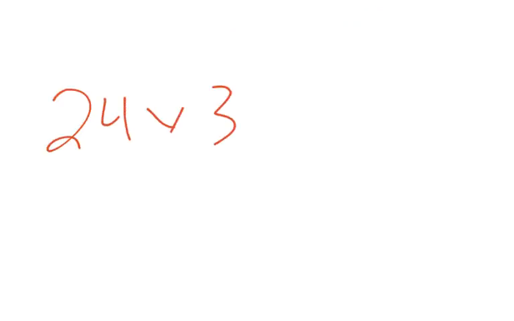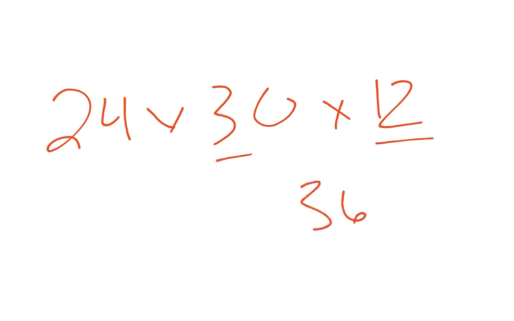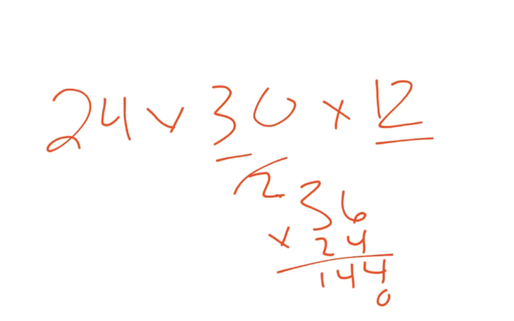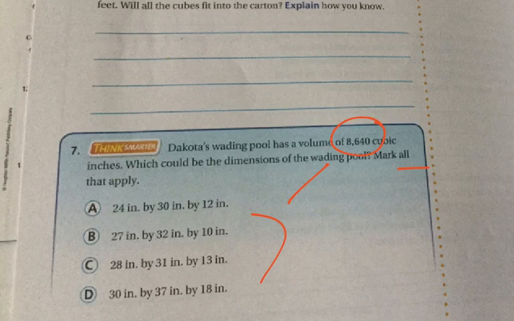24 by 30 by 12. Take what you know. You know 12 times 3 is 36. We're going to multiply by 24 and add a 0. 4 times 6 is 24. 4 times 3 is 12. 13, 14. Put a 0. Cross that out. 2 times 6 is 12. 2 times 3 is 6 plus 1 is 7. When I add that up, put a 0. That first one works.